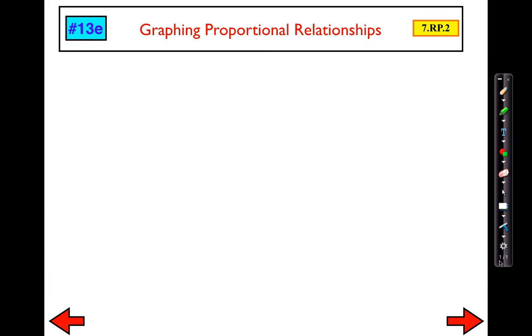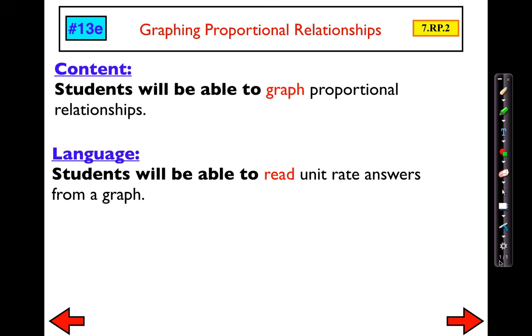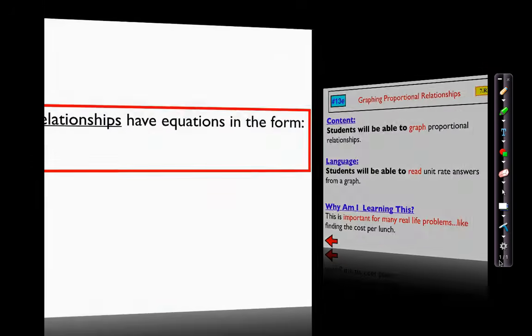Welcome back. Today we're going to be talking about graphing proportional relationships. Our content objective is students will be able to graph proportional relationships. Language objective is students will be able to read unit rate answers from a graph. And why am I learning this? Well, it's important for many real-life problems like finding the cost per lunch.